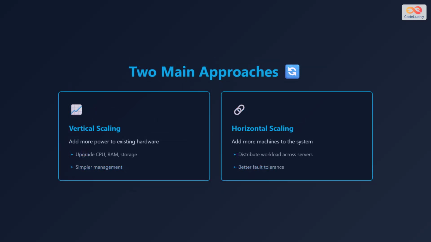There are 2 primary ways to make a system more scalable. Vertical scaling, also called scaling up, means adding more power to existing hardware. Imagine upgrading a single server by adding more processing cores or more memory to it. Horizontal scaling, also called scaling out, means adding more machines to the system. Instead of making one server stronger, you add more servers and distribute the work among them. Both approaches have their own advantages and disadvantages.